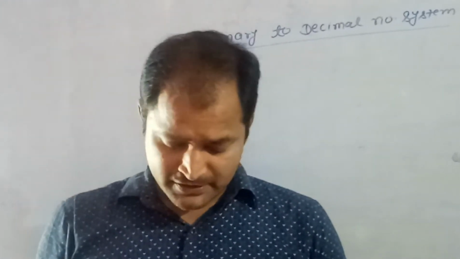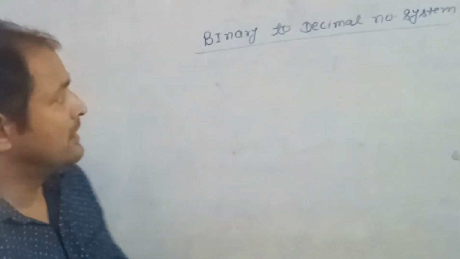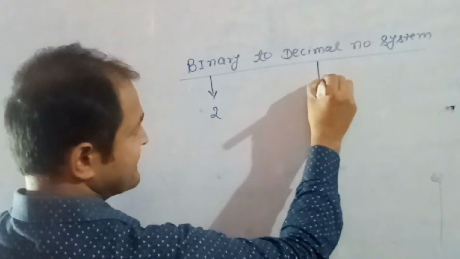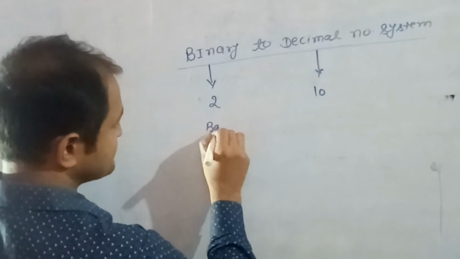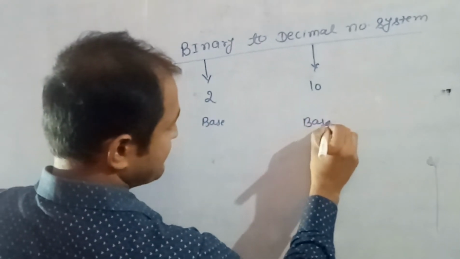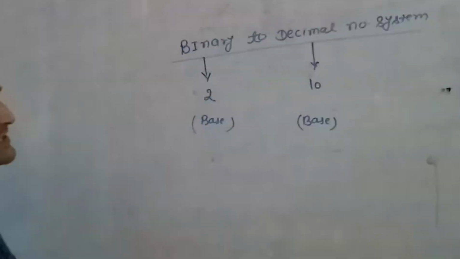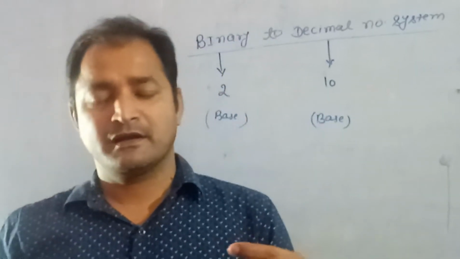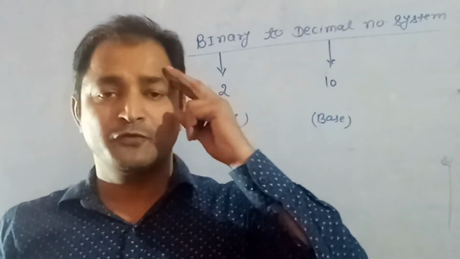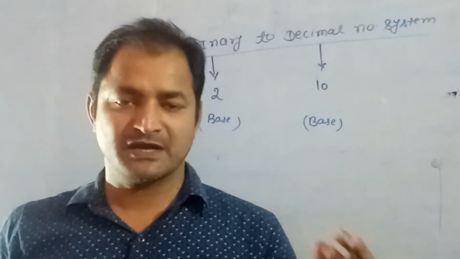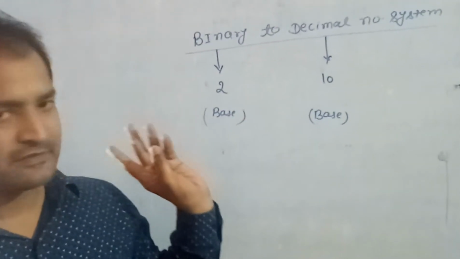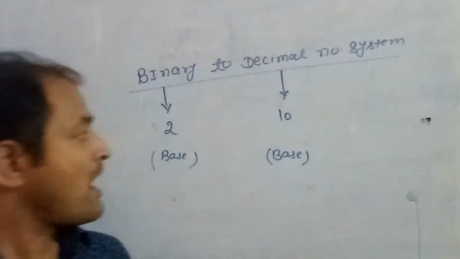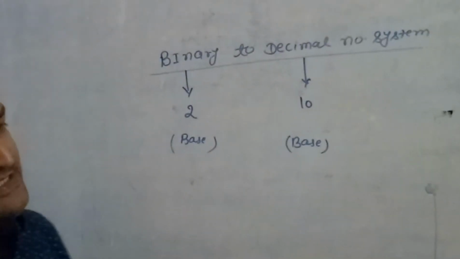My dear student, binary to decimal. First of all, binary is base 2 and decimal is base 10. This is the base. I have already discussed it. Then after that, binary to decimal. First point to remember: conversion. First of all remember which type of conversion, decimal, octal. You must always remember the base.